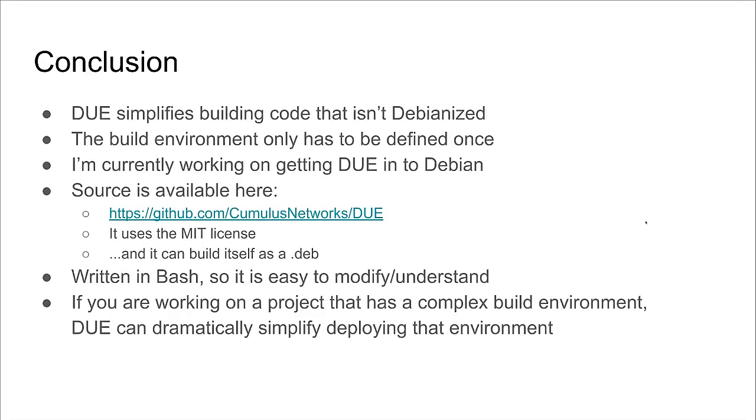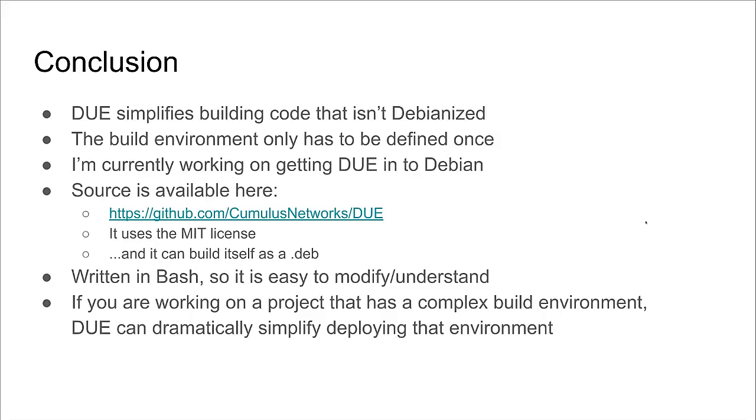So, in conclusion, I think do is a great way to simplify building code that isn't Debianized. The build environment only has to be defined once. Like I said, I'm currently working on getting do into Debian so that everybody can get a hold of this, and ideally, maybe create some additional configurations for it to build for various open source projects. We'll see how that goes. Maybe it takes off, maybe it doesn't, but it's never going anywhere unless it's completely available to everybody.